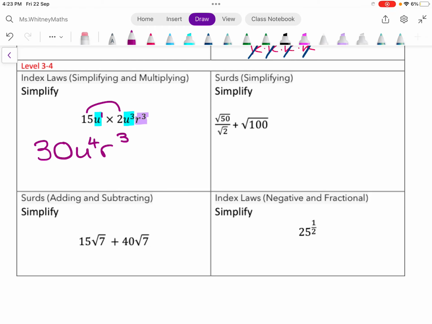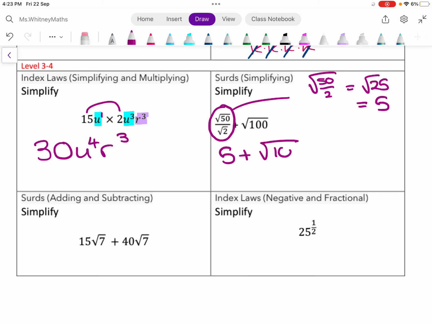Okay, the next one, we have a couple of ways of doing this, but let's always double check. Does this simplify in the way before? Could we make this root 50 over 2, which becomes root 25, which actually becomes 5. So we have 5 plus the square root of 100. Square root of 100 is 10. 5 plus 10 equals 15.